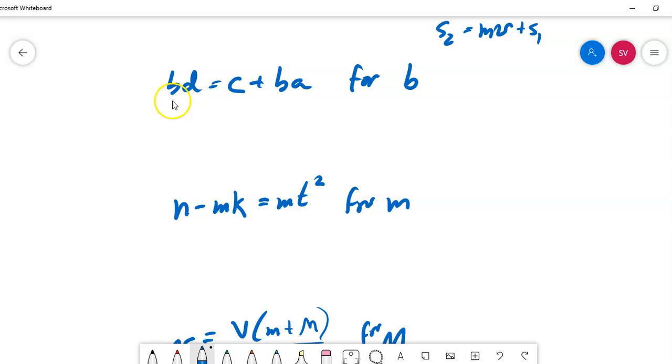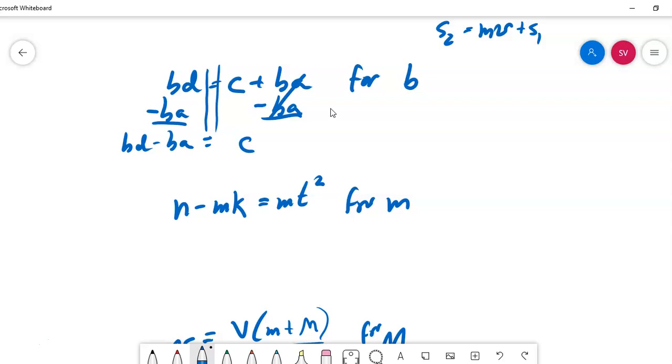Now I have another one here. BD is equal to C plus BA. So noting where the equal sign is, notice that B is in two spots. So we have to get this BA or the BD over to the same side of the equal sign. So I'll just subtract by BA. Since it's attached on the right side by addition, I'm going to subtract it. So this cancels. I get BD minus BA is equal to C. And now we factor again.